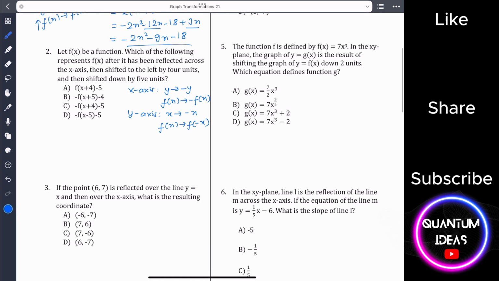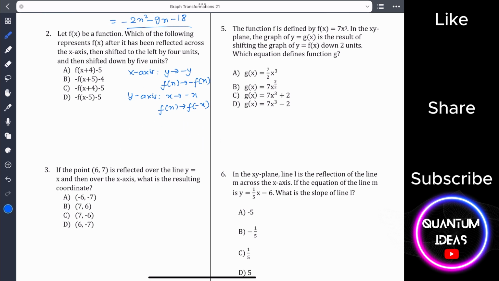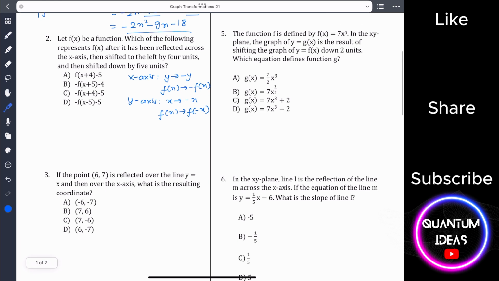And if you have to reflect the function about the line y equals x, in that case you can just interchange y and x. Simply you can do it like this, y and x. We'll talk about it later in number 3, don't worry. Now let's read the question again.